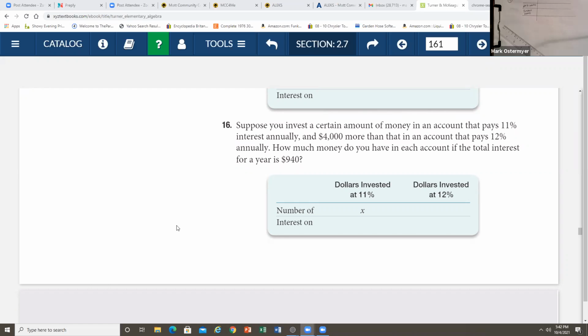And notice we have 2 different accounts. We have an 11% simple interest account and a 12% interest account. So the 11% account will be the first column, and the 12% account will be the second column. All right, so we have this table here.